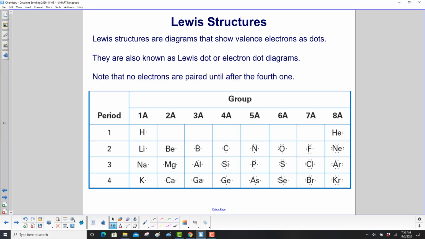Lewis structures are diagrams that show valence electrons as dots. They are also known as Lewis dot or electron dot diagrams. Note that no electrons are paired until after the 4th one.